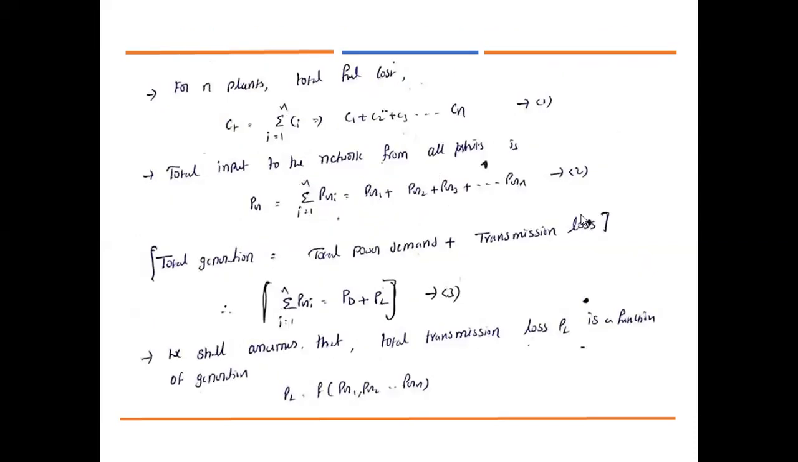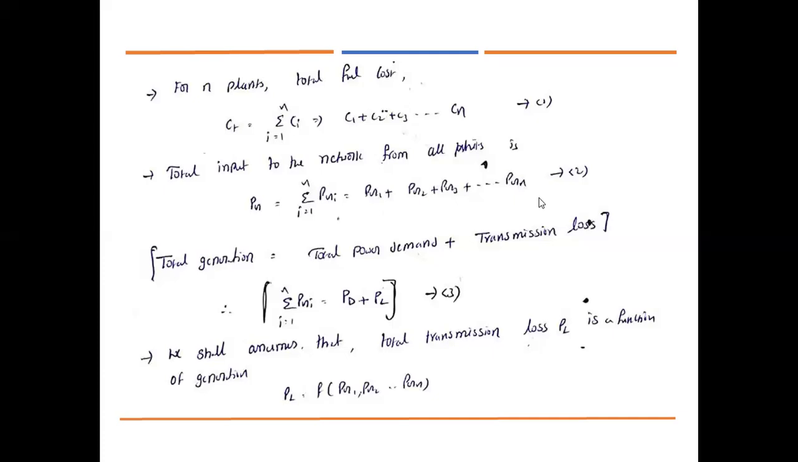So here, first from all operating costs, total cost equals summation i equal to 1 to n Ci, where Ci is C1 plus C2 plus C3 up to Cn. Consider this as equation number 1. Next, total input to the generating plants of all, that is Pgi, equals summation i equal to 1 to n Pgi. So this is equation number 2.